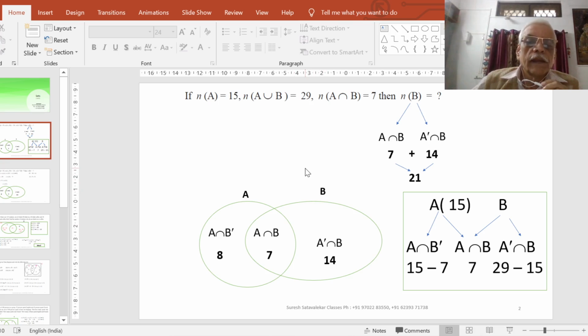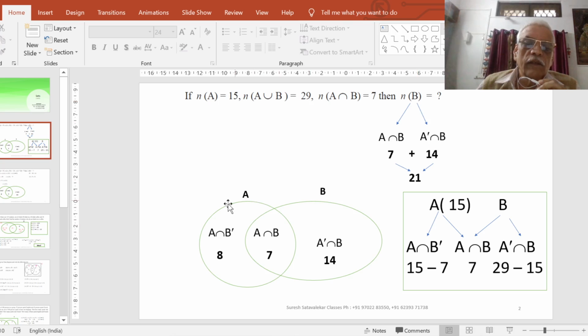Today we are going to see in set theory how Venn diagrams can be used. Suppose the problem is like this. If number of elements in the set A is 15, number of elements in A union B is 29, and number of elements in A intersection B is 7, then find the number of elements in the set B.